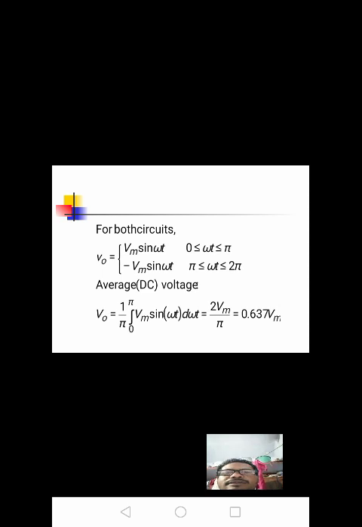For both circuits, the output voltage is, first of all, V output equals Vm sin omega t, for 0 less than or equal to omega t less than or equal to pi. And the other one is minus Vm sin omega t, for pi less than or equal to omega t less than or equal to 2 pi. During the positive half cycle, the output voltage is Vm sin omega t. During the negative half cycle, it is minus Vm sin omega t, which becomes positive, because whatever the sin omega t value is, it takes the minus of that.